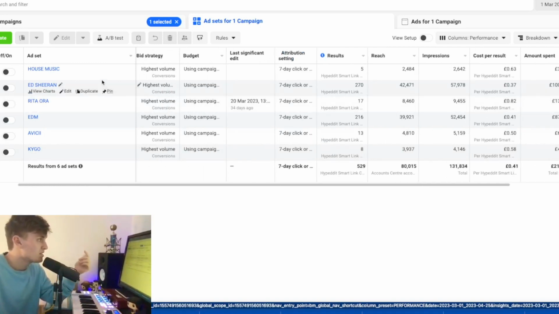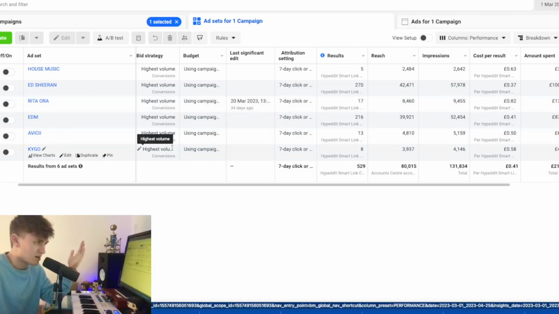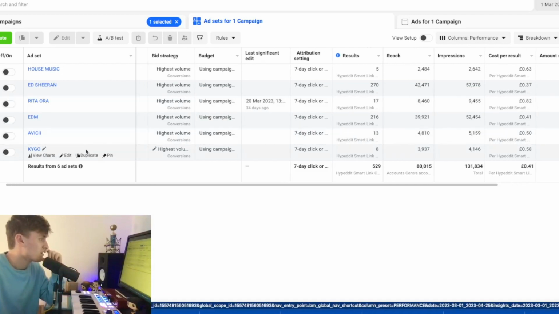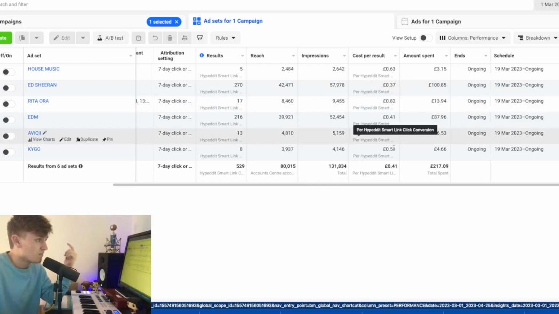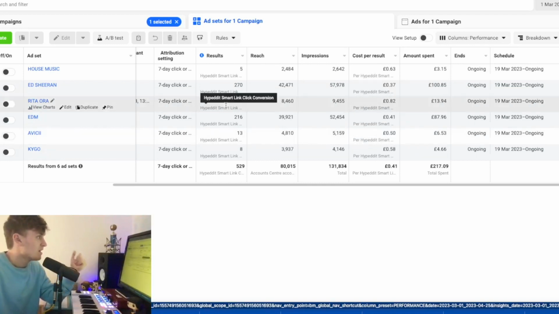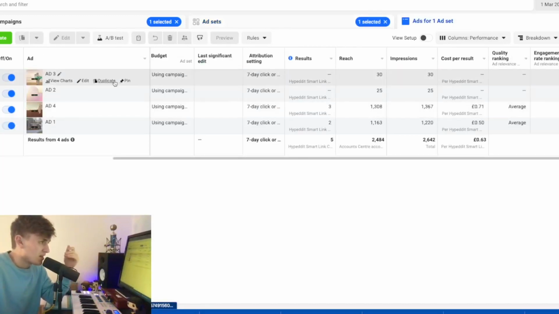So with that in mind, the audiences I decided to target were house music, Ed Sheeran, Rita Ora, EDM, Avicii and Kygo. I was thinking that Avicii and Kygo would do the best, but overall, in the end, it turns out that Ed Sheeran was the best cost per conversion, followed closely by EDM. Now, when you break it down, not only did I run this campaign with these 6 ad sets, but each ad set had 4 ads.